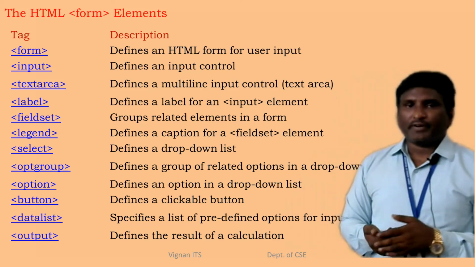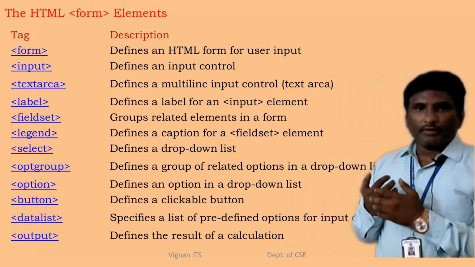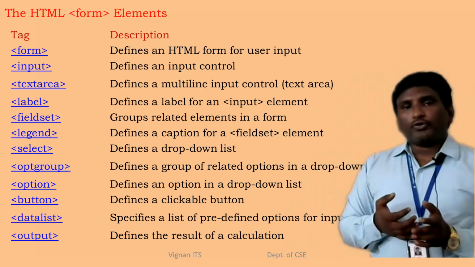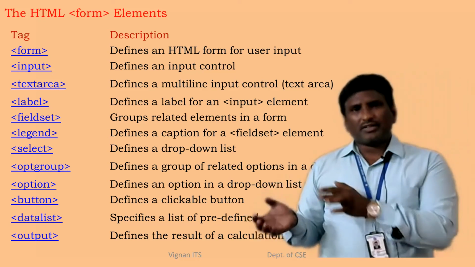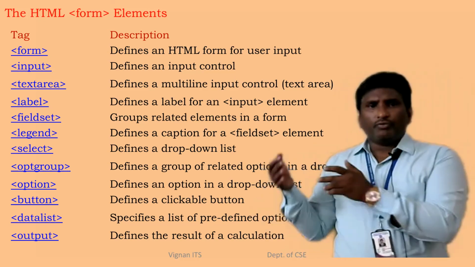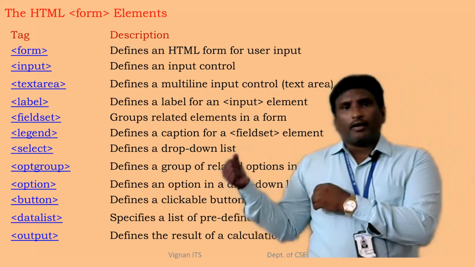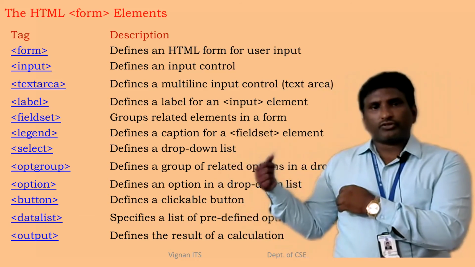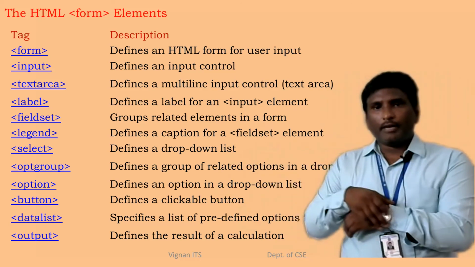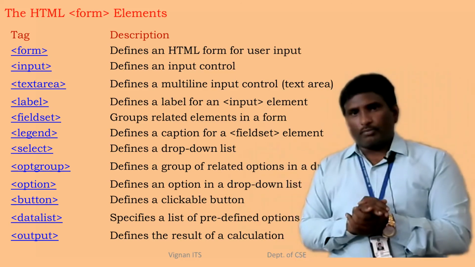Datalist specifies a list of predefined options for the input element, and output defines the result of a calculation. These are the form elements. Majorly we will use among them form, input, textarea, select, and option. These are the elements we can use in a form.